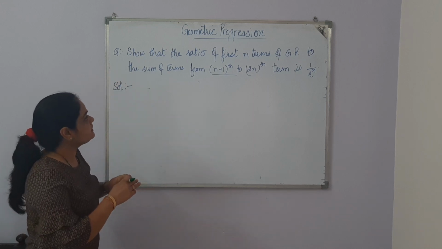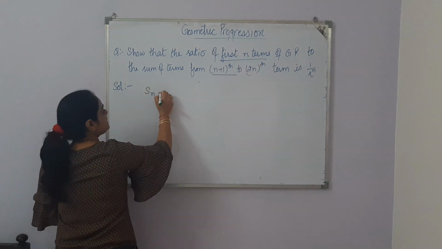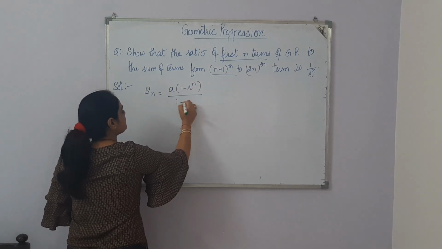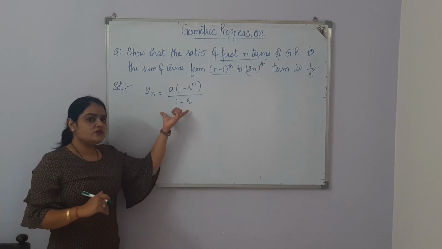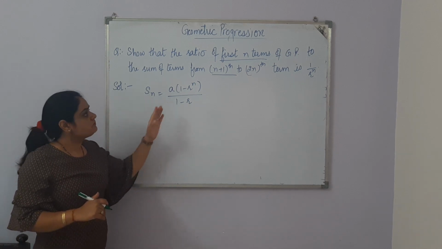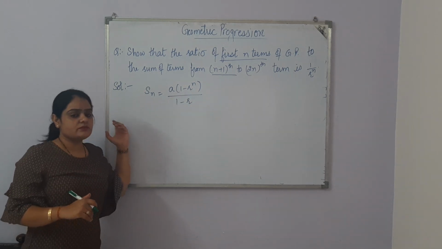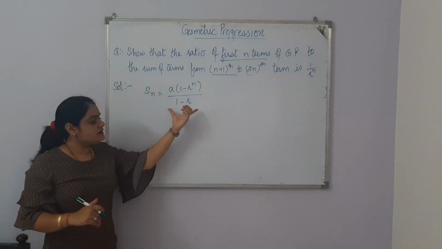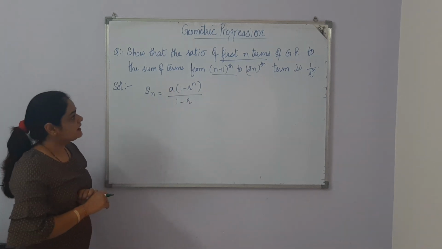Now for that we first need to find the sum of the first n terms, which is Sn is a into 1 minus r raised to power n upon 1 minus r. Here we don't know about r. r can be greater than 1 or less than 1. So whenever it is not known to us, we'll take this formula: a into 1 minus r raised to power n upon 1 minus r.